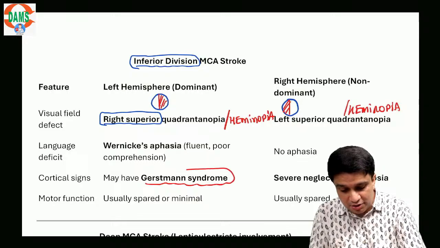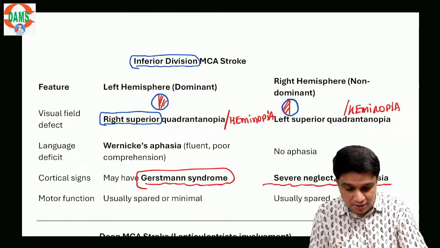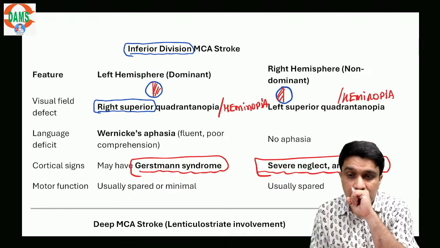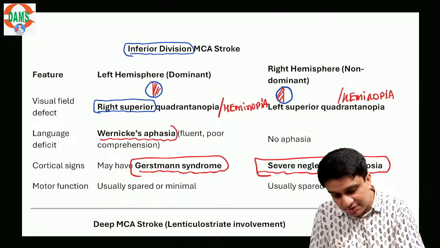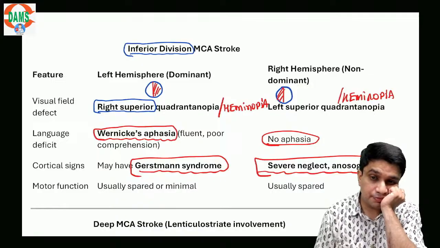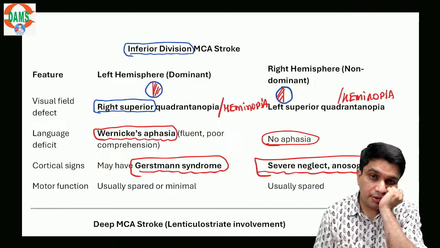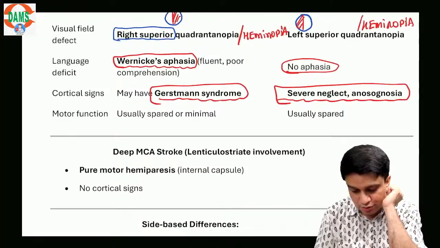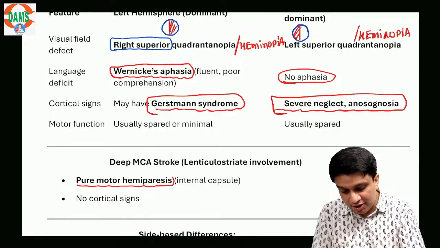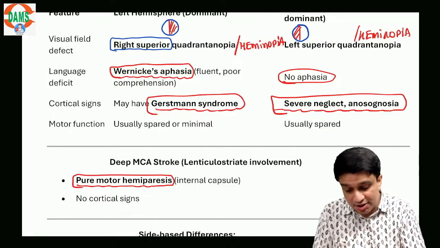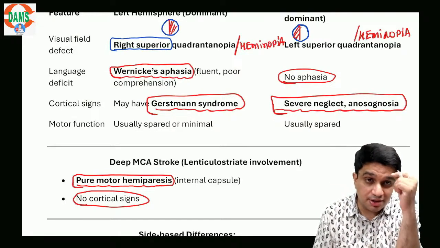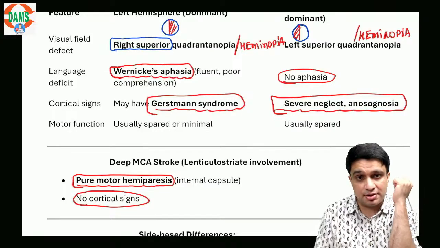Gerstmann syndrome when the lesion is on the left. Neglect, anosognosia, hemi-neglect when the lesion is on the right, inferior division. Okay. Aphasia will happen when the lesion is Wernicke's on the left, and no aphasia when the lesion is on the right side. Okay. And what about MCA territory stroke, which is lenticulostriate division? Pure motor hemiparesis, internal capsule, also known as what? Pure motor hemiparesis, and no cortical signs happen, no sensory loss, nothing happens. Then the lesion is in the MCA lenticular branches.